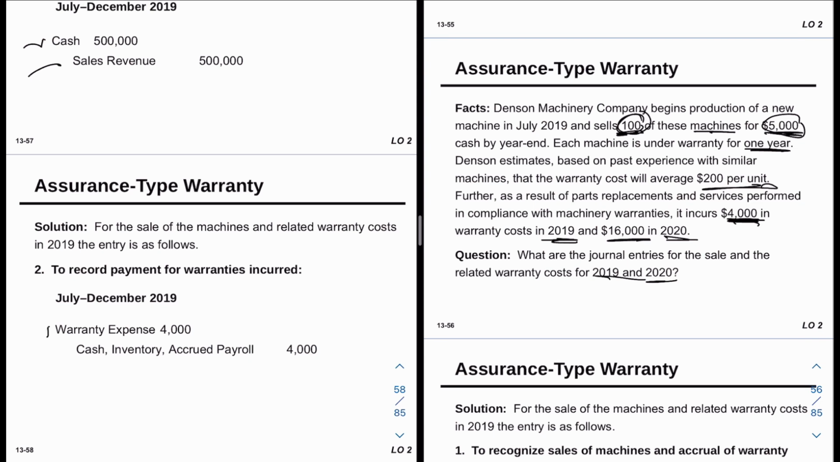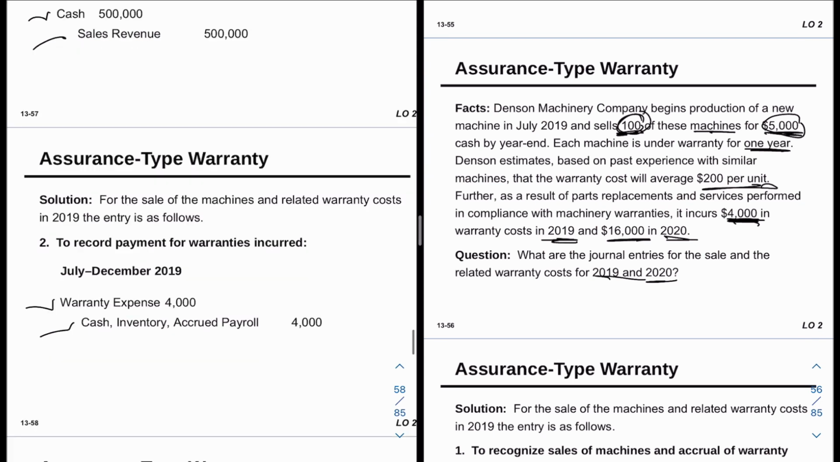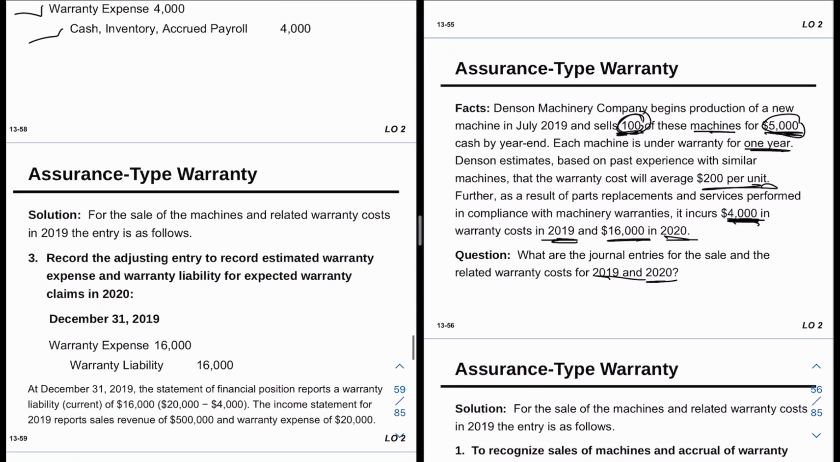So we will debit warranty expense and credit cash, inventory, accrued payroll, because we've paid some cash. Maybe there is some machine that needs to be replaced. Maybe those employees need to be paid some salaries because they've worked on it. So we will credit cash, inventory, accrued payroll, and then on December 31, 2019, remember we were estimating that the average cost would be 200 per unit, and we have 100 machines. So this is the original cost. This is the provision expense that we should have recognized, isn't it?